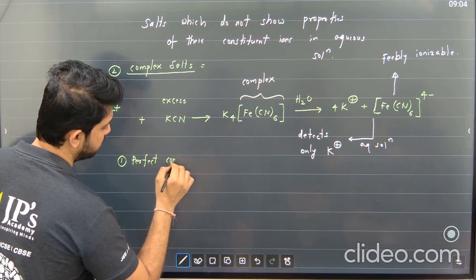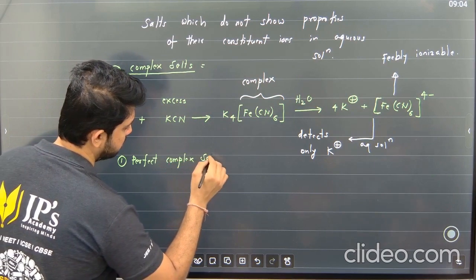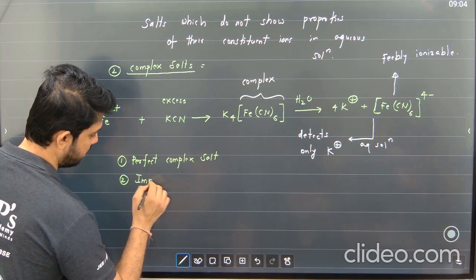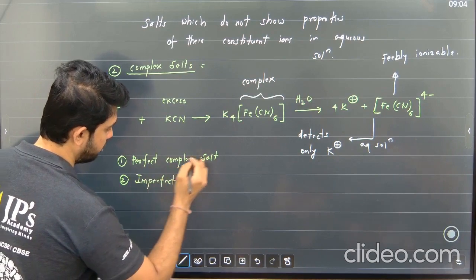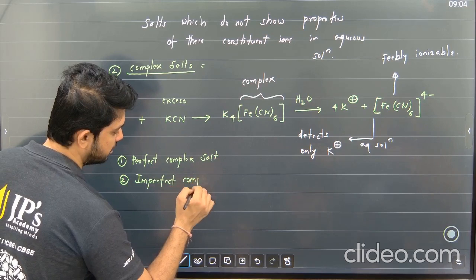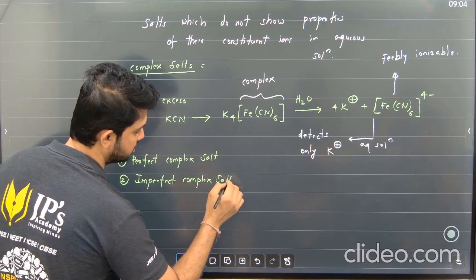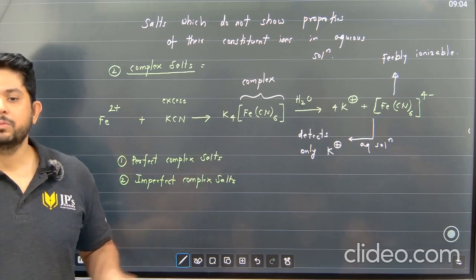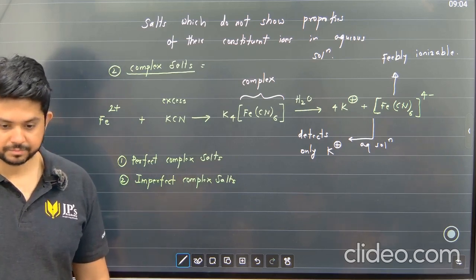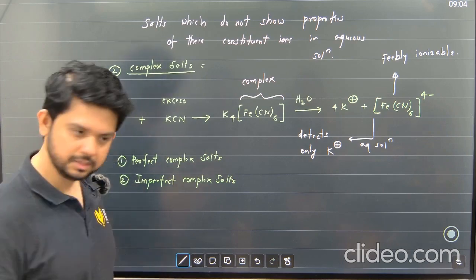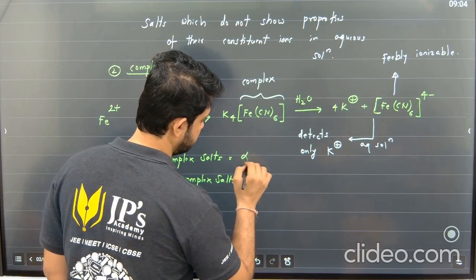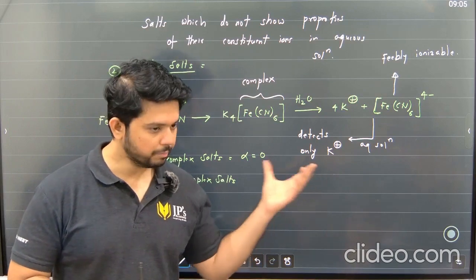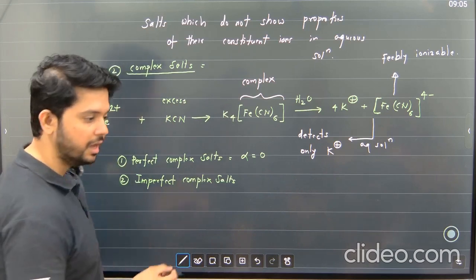Complex salts are further classified into perfect complex salts, and the second one is imperfect. Now you tell me, what do you think is a perfect complex salt and what are imperfect complex salts? In a perfect complex salt, the degree of dissociation will be 0, non-ionizable. In an imperfect complex salt, even the complex part is slightly ionizable.